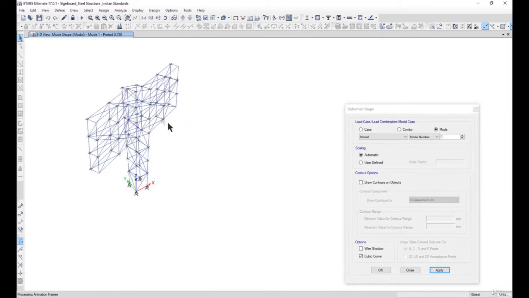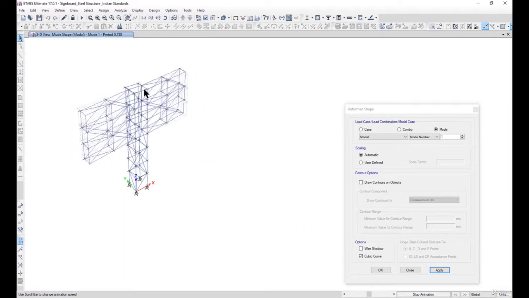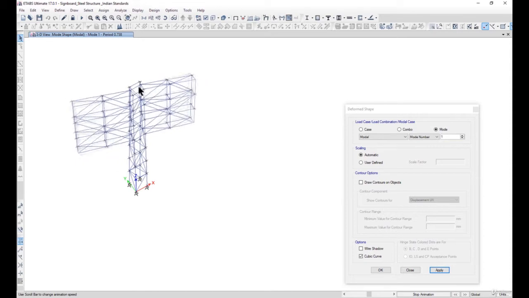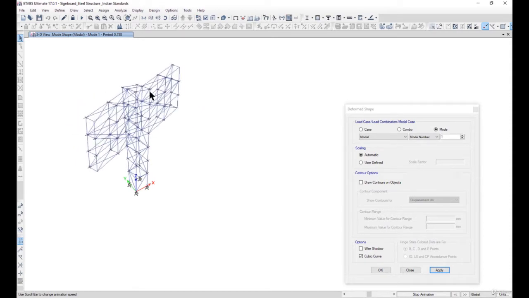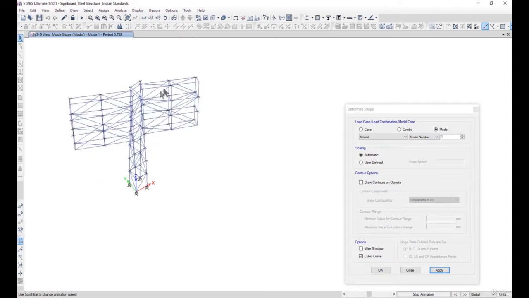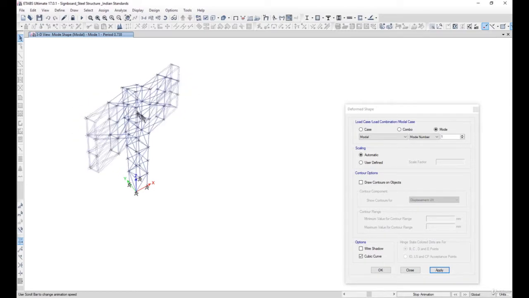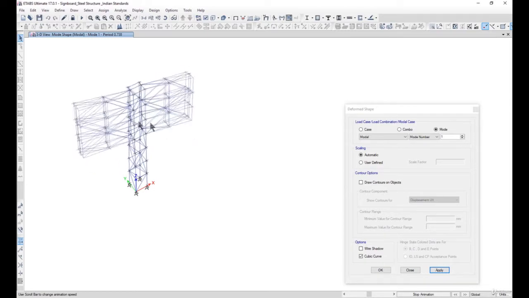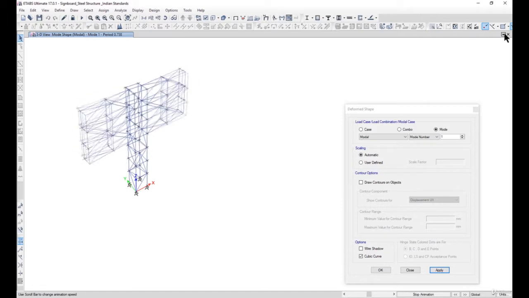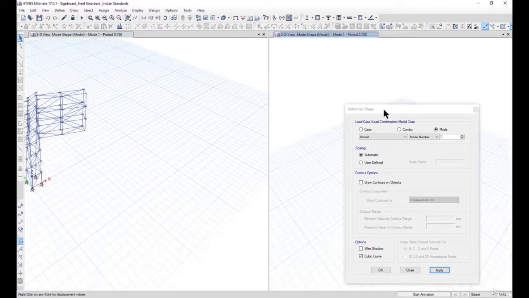That is, the first mode is itself a torsion mode and it is an opening-closing mode. Here you can see that the ends are opening as well as closing. As it is a cantilever structure, this type of behavior does happen. And then we will discuss the second mode.